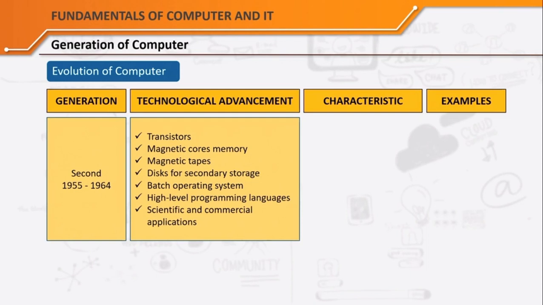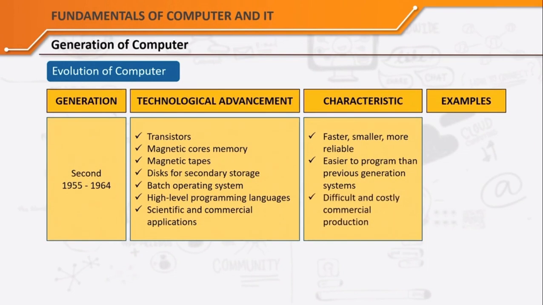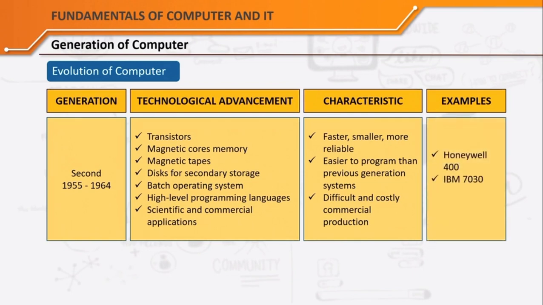Now in terms of their characteristics, they are faster, smaller and more reliable as compared to the first generation computer. At the same time, commercial production was still difficult and it was too costly also. A few of the computers which are considered as second generation examples are Honeywell 400, IBM 7030, CDC 1604 and UNIVAC LARC. So this is all about the second generation computer.